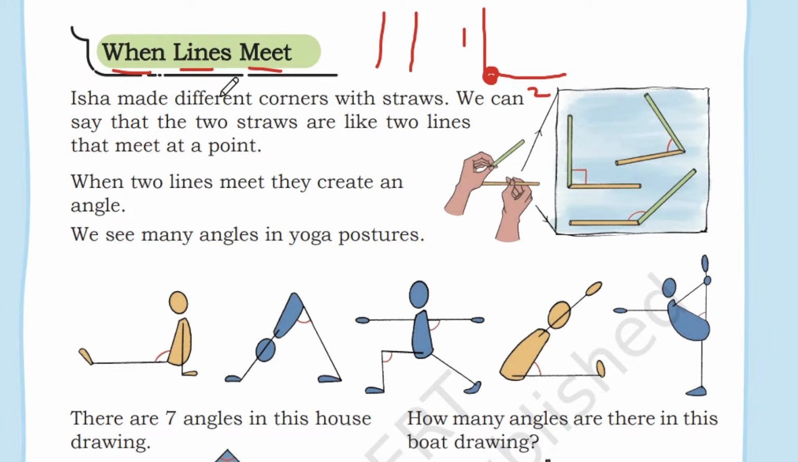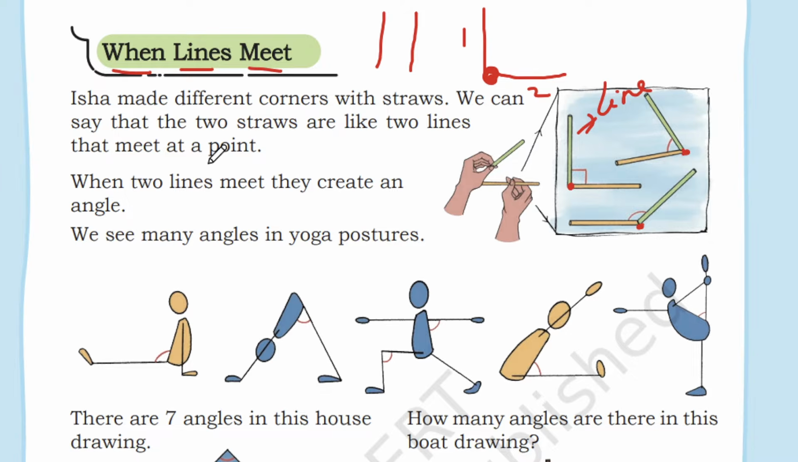So Isha made different corners with straws. She is making different corners with straws. This place is called a corner and she is making it using straws. We can say that two straws are like two lines that meet at a point. A straw is mentioned as being like a line. Two lines that meet at a point. Where are they meeting? They are meeting at this point, and these two straws meeting at this point, and these two straws meeting at this point.